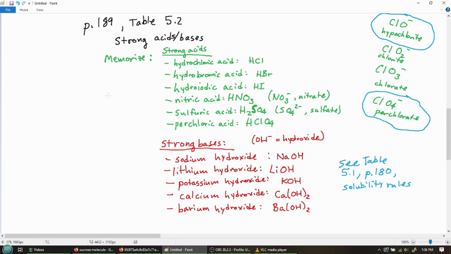Feel free to pause here. I'm going to go ahead and answer that in a sec. Okay, so hydrofluoric acid. Well, we don't see it on our table of strong acids here, so that one's just going to be a weak acid. Another example here, acetic acid.